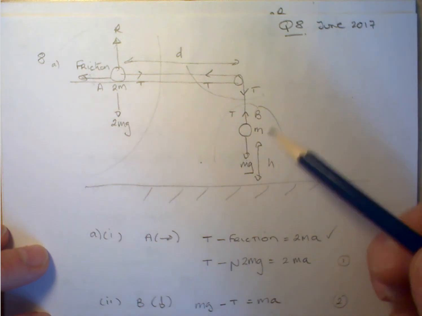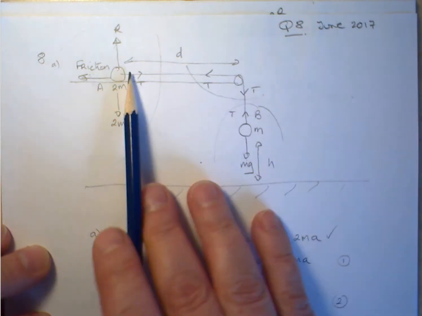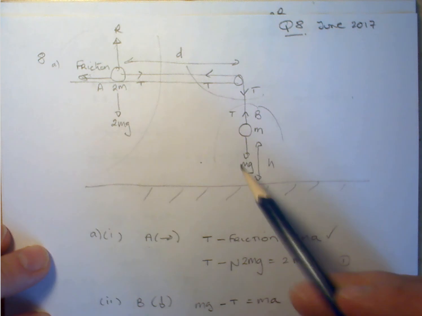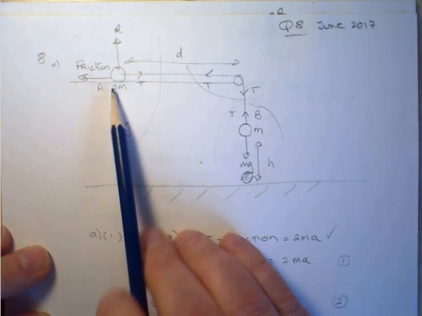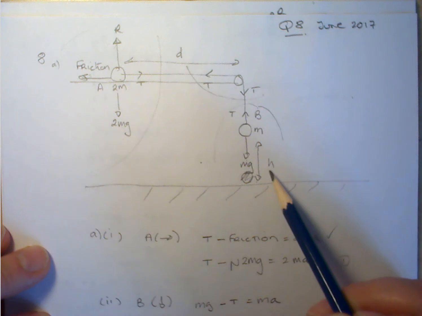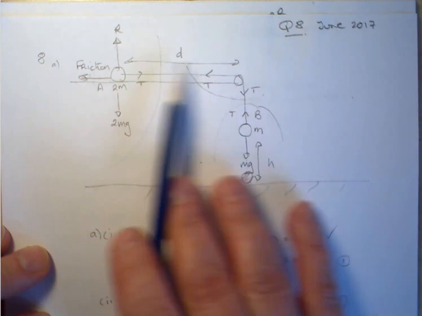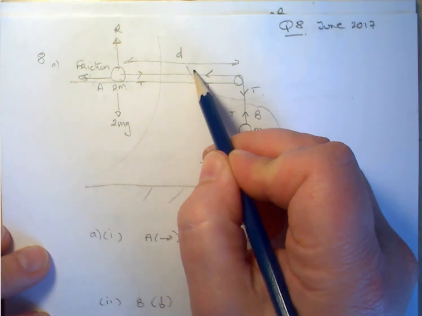Now in part D, they want us to work out what the distance is. They say that when this hits the ground, A carries on moving. Now in the question it said that h was smaller than this distance d.